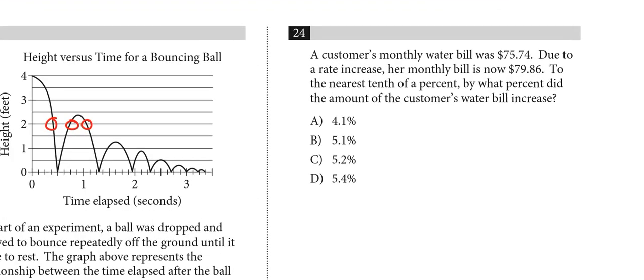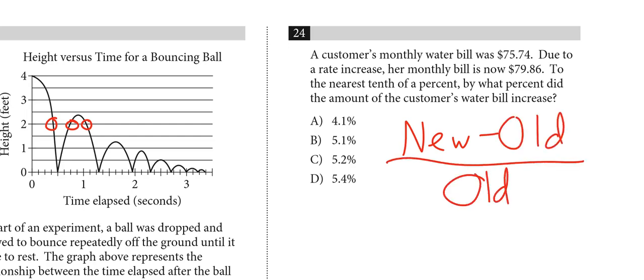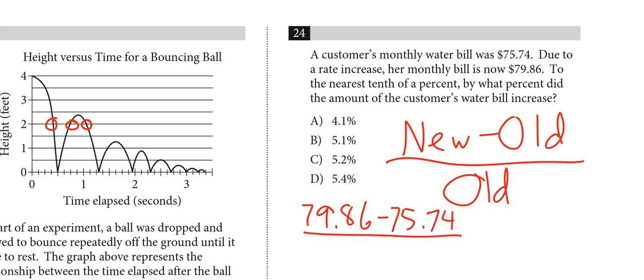A customer's monthly water bill was $75.74. Due to a rate increase, her monthly bill is now $79.86. To the nearest tenth of a percent, by what percent did the amount of the customer's water bill increase? New number minus old number, over old number. This is what we taught you a long time ago. The new number is 79.86 minus 75.74. Some of you might say the difference or the change in. That's exactly the same thing. Over the old value. So what do we end up with there?